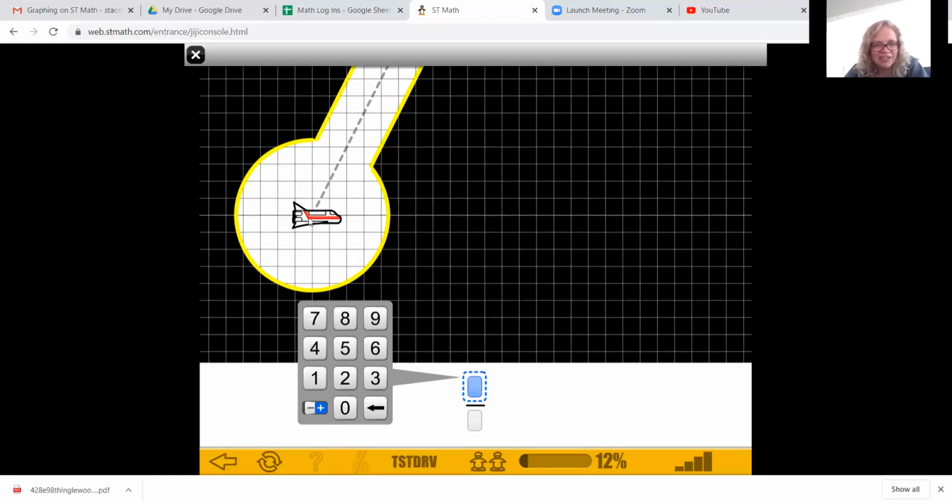So I'm starting right here, looking for the first place where my dotted line crosses an intersection, and it's right here. So in order to get to that spot, I have to rise 1, 2, and I have to run 1. So my slope is 2/1.